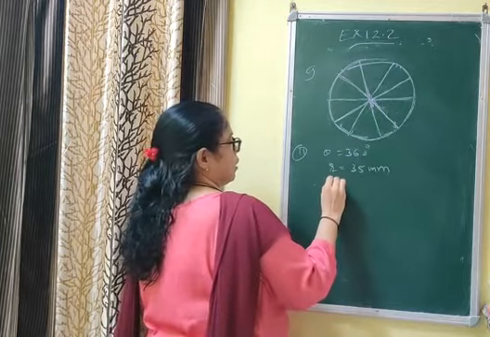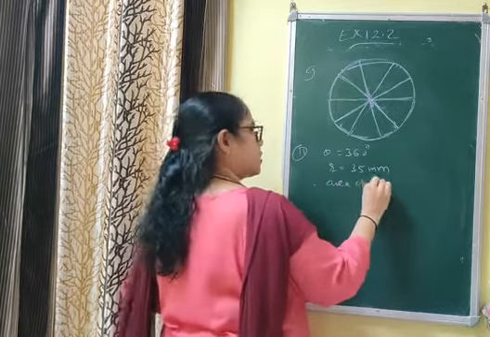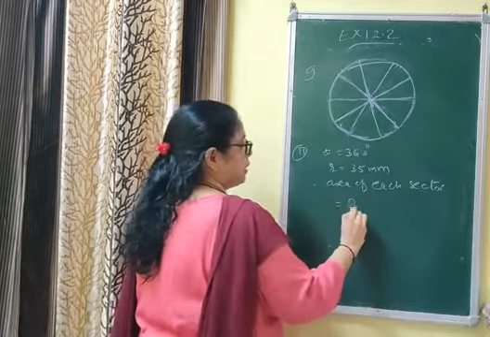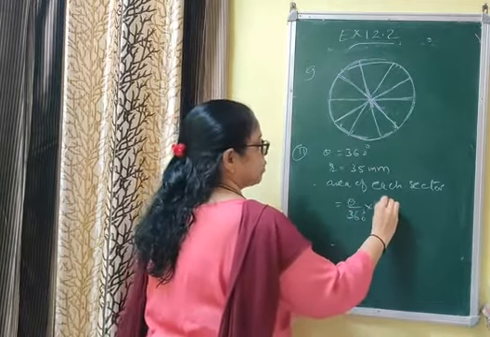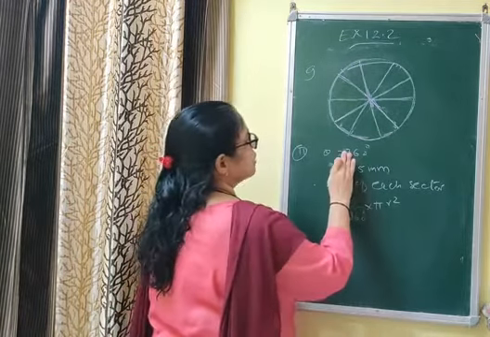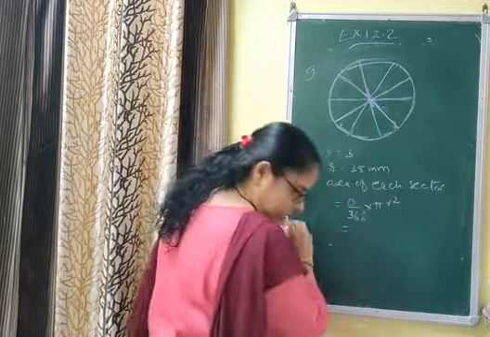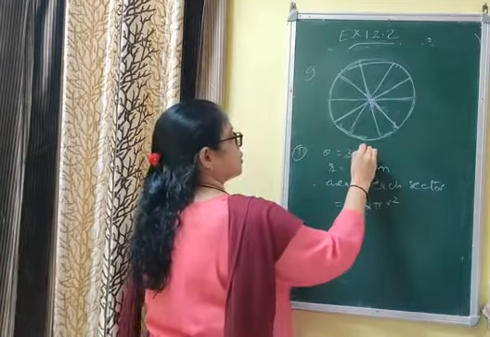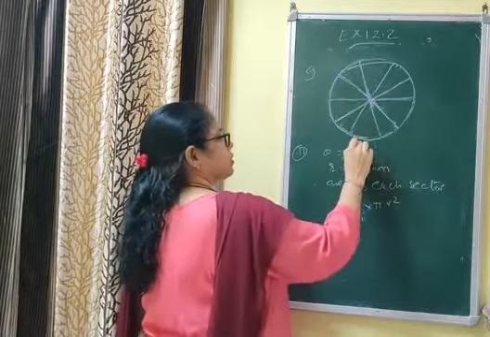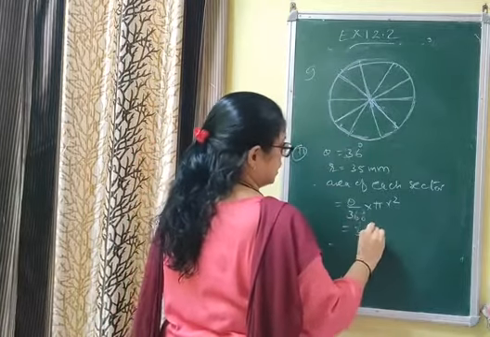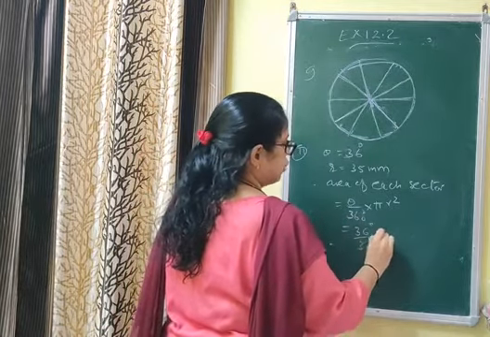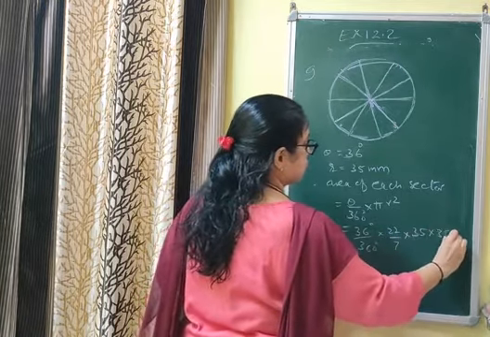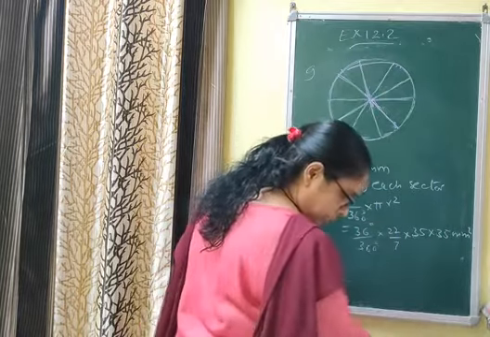Therefore, area of each sector, one sector, is equal to theta by 360 into pi r square. That is, theta is not 360, sorry, 36 degree. Let me check once more, theta we found as 36, not 360. If it is 360, then this sector will not be formed at all. That is 36 by 360 into 22 by 7 into 35 into 35 mm square. Since it is given in millimeter, the answer will also come in millimeter.